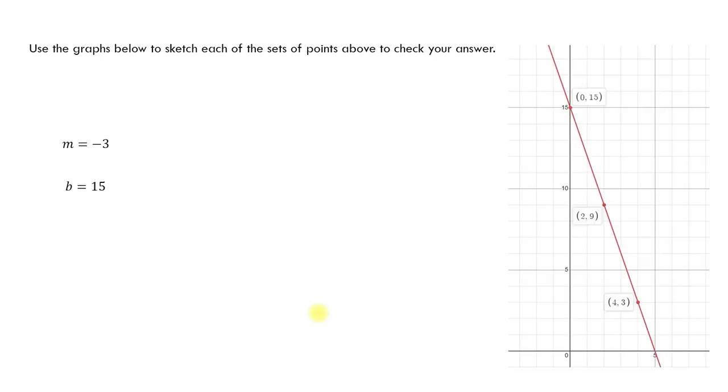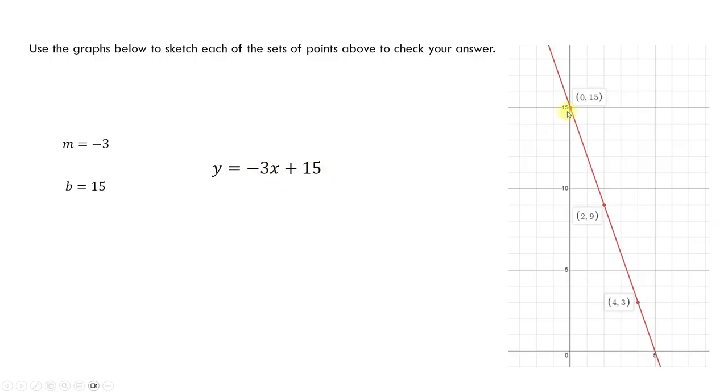The next question asks us to graph the various answers that we got before, just to double check to make sure that we have the correct answers. So for the first question, we got a slope of -3 and b equals 15. That was the equation that we got. This is the answer we got. So we need to make sure that our y-intercept is indeed 15 and our slope is -3.